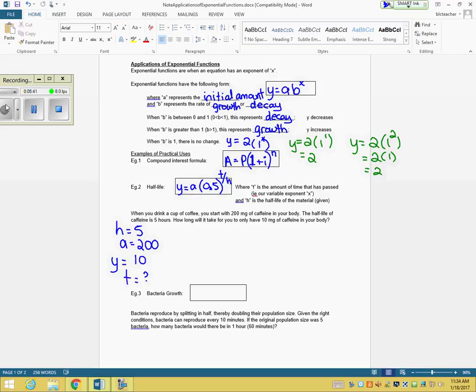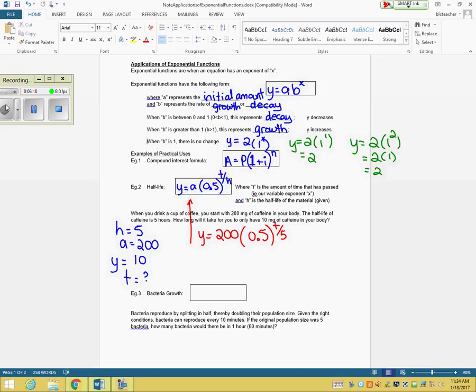How long will it take? Time equals question mark. T equals question mark. So I'm going to fill that into the formula. Using the formula I have up here, you're going to get Y equals 200, the starting amount, 0.5 for half-life, and half-life happens every T divided by H. Our half-life is every 5 hours, so T divided by 5.